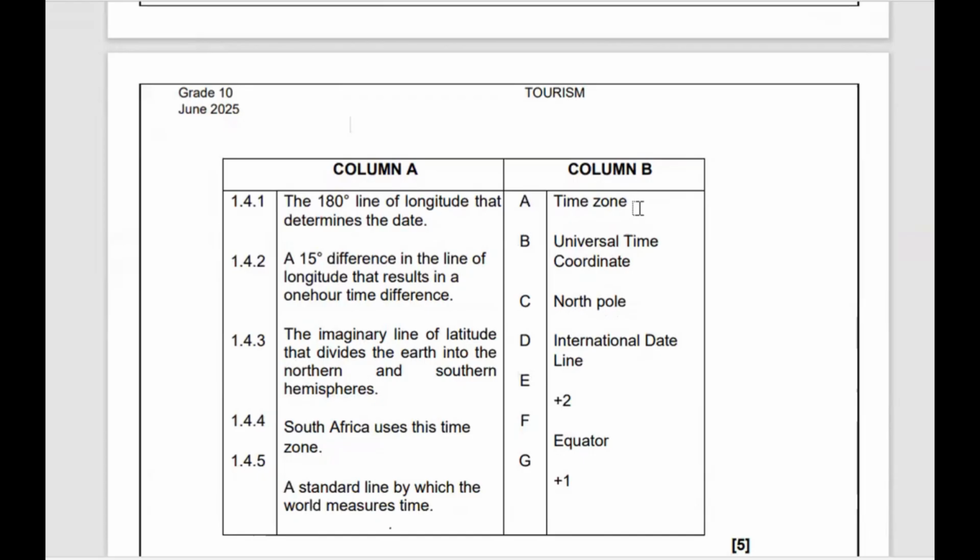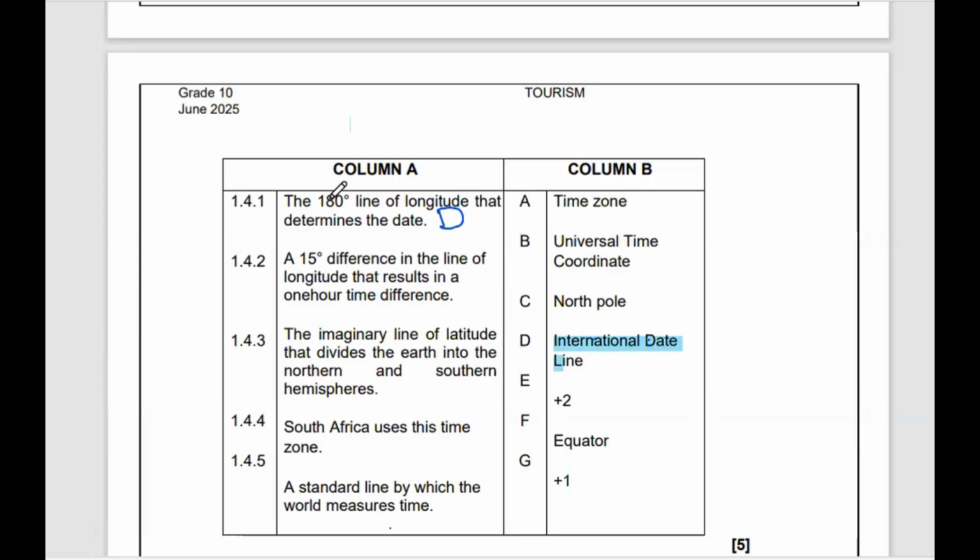So the first term which we have requires us to determine the 180-degree line of longitude that determines the date. So the line of longitude which determines the date is known as the international date line, which appears in D. So the international dateline, D will be our correct response. The international dateline is the line of longitude which determines date.